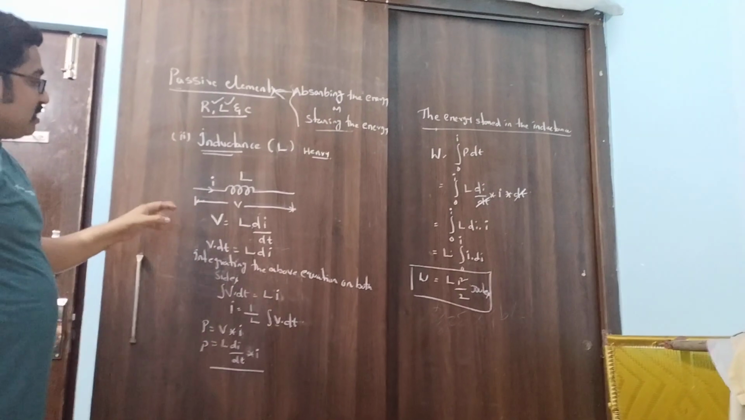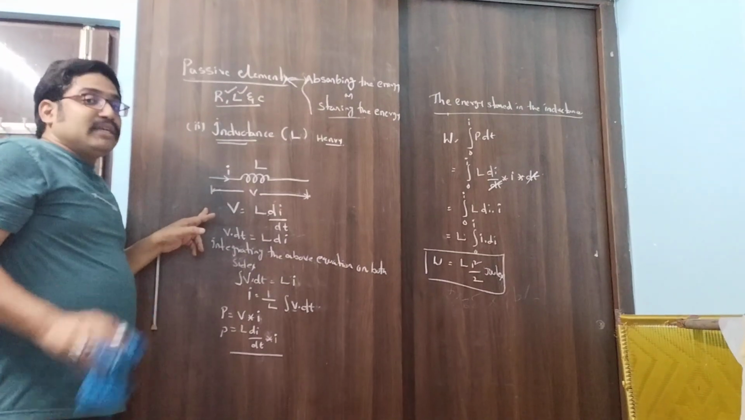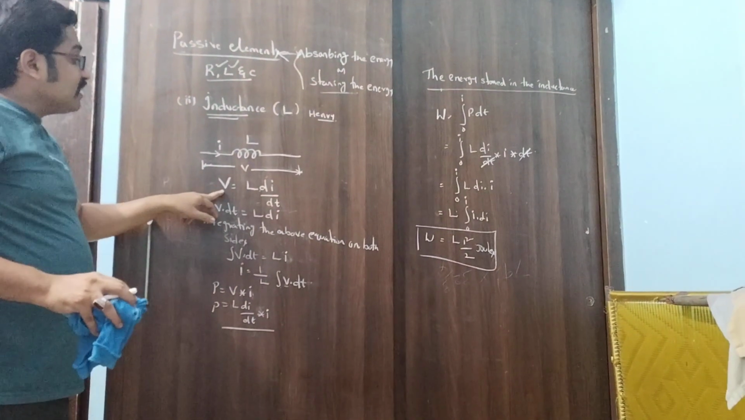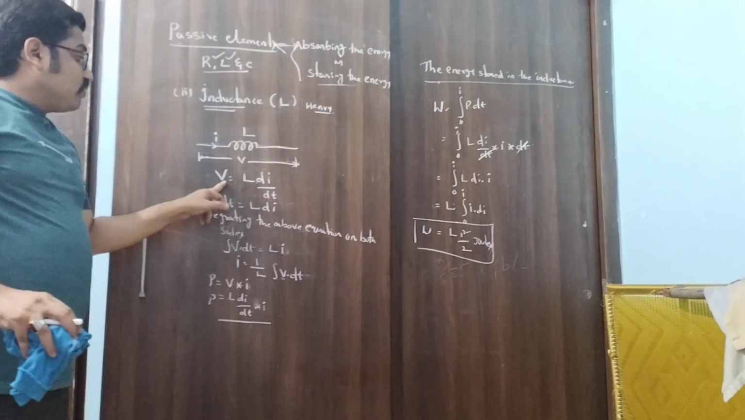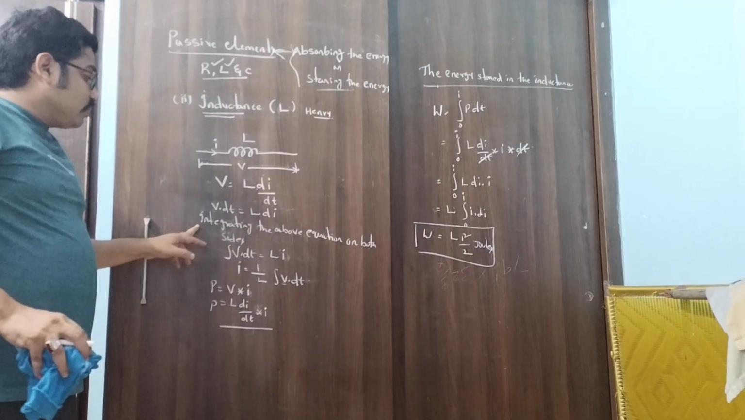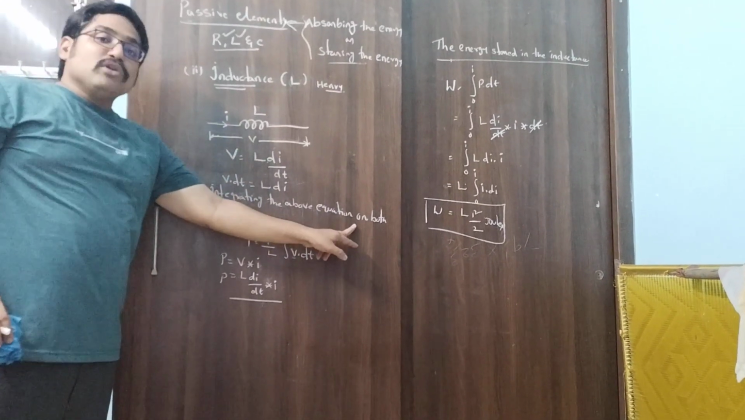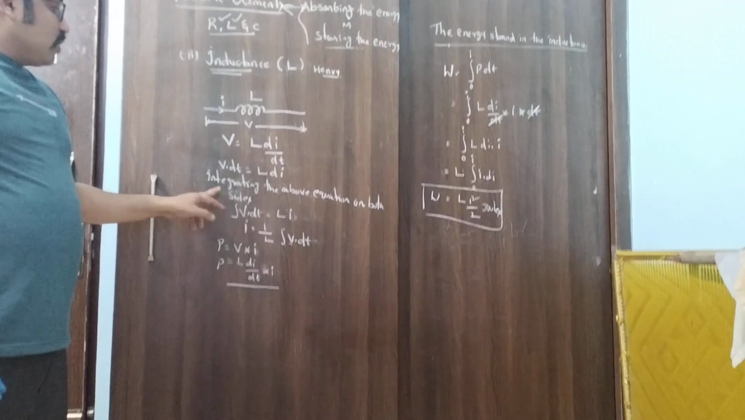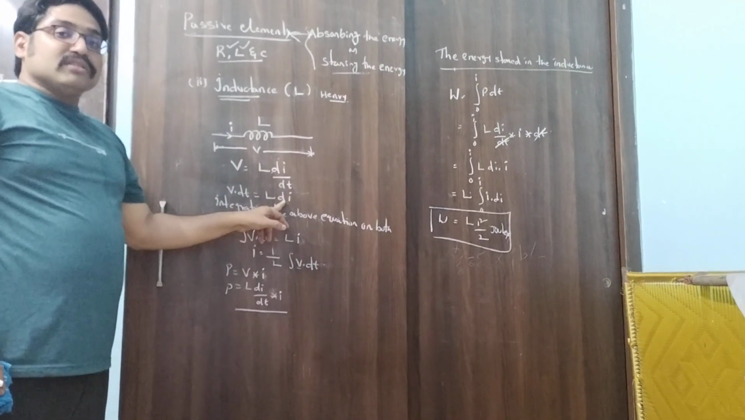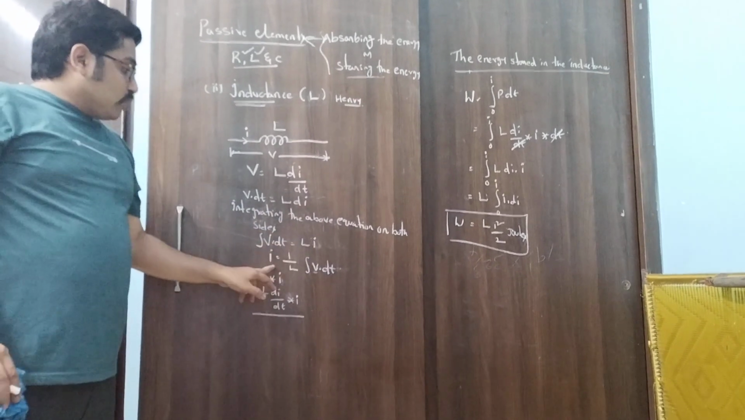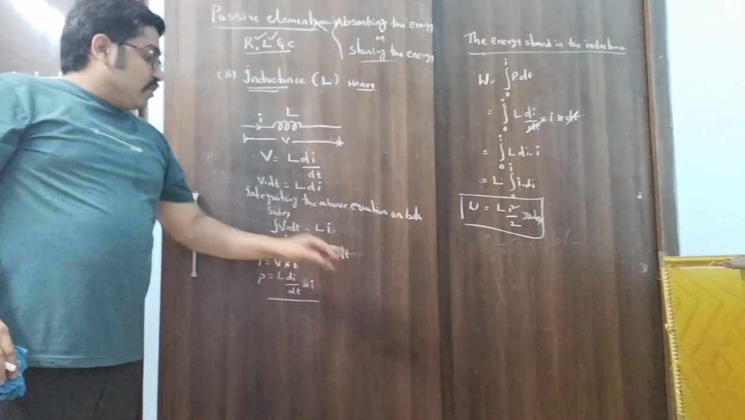When dealing with problems, you should definitely know the voltage across the inductance. Voltage across the inductance is L into di divided by dt. So V into dt is equal to L into di. If you do the integration on both sides, the integral of V into dt is equal to L into I, as integration and differentiation get cancelled. So I is equal to 1 by L integral of V into dt.